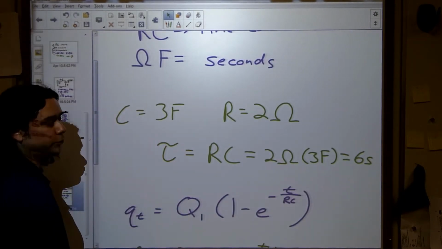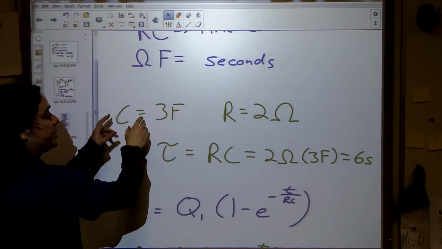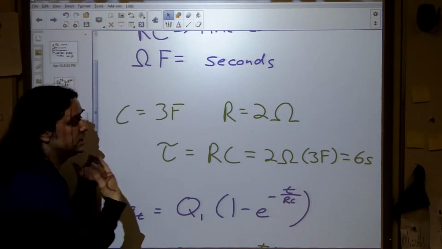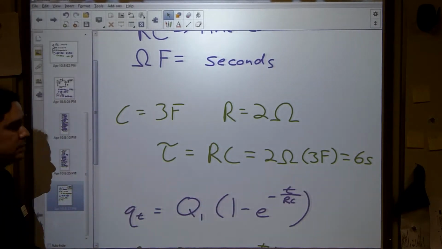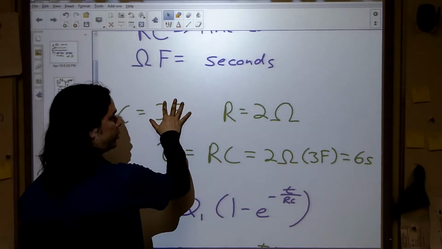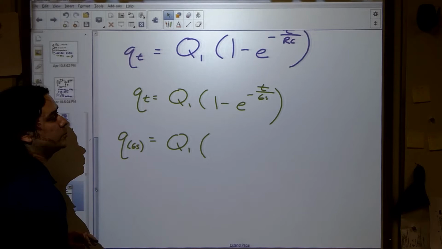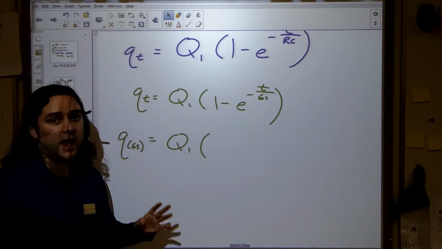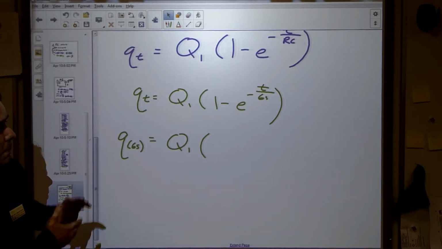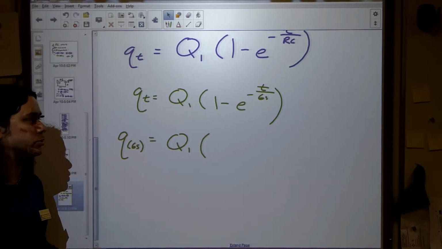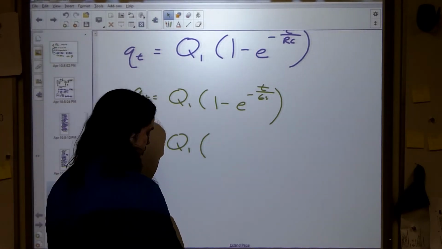It's a special number for our circuit. Now, it'll change depending on what the capacitance is and the resistance is. It's not always 6 seconds, but it is RC. 3 farad and 2 ohm will give me 6 seconds. Whatever your time constant is, 6 seconds, 10 milliseconds, 1 microsecond, whatever it happens to be, there's something special about that number for your circuit.